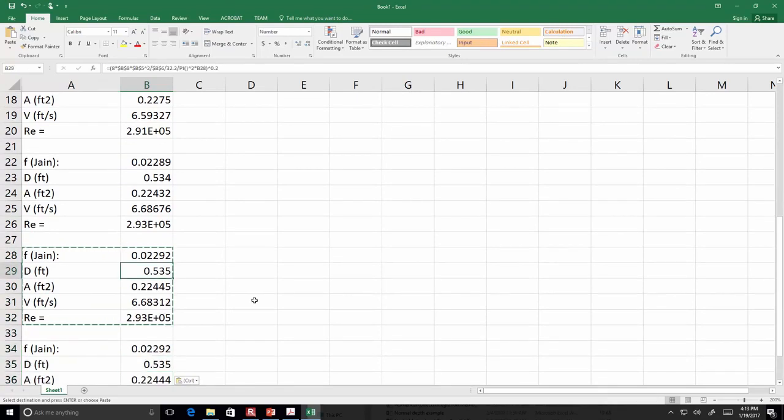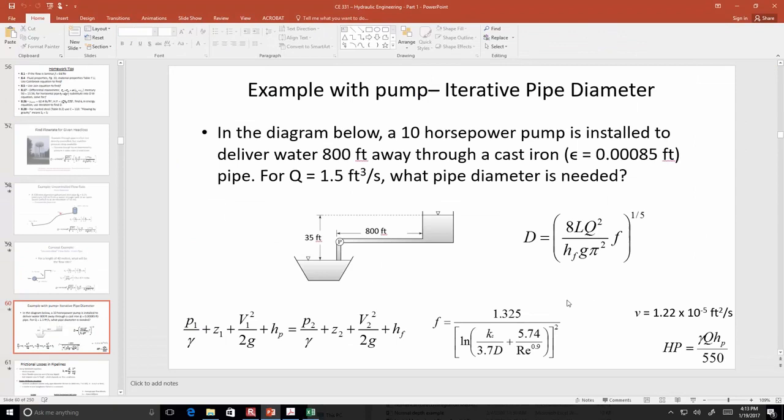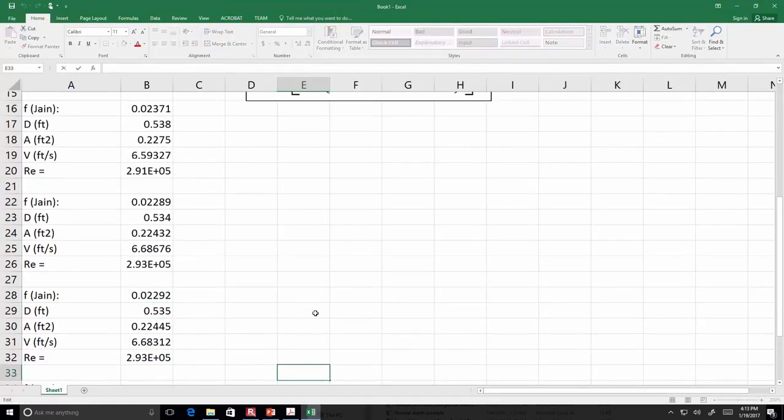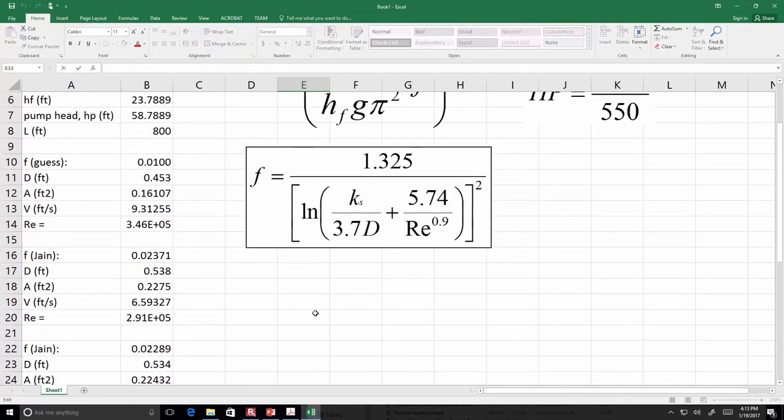0.535. So that tells us that if we make the pipe diameter this size, then we're going to get the flow rate of 1.5 cubic feet per second when we pair it with this pump. Any questions on the numerical part of this using Excel?